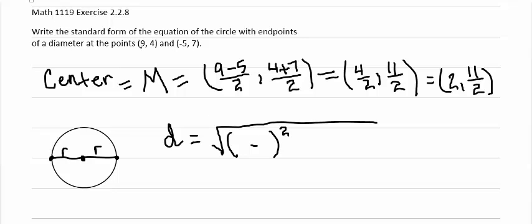I'm going to look at the difference in the x coordinates and square that difference. The x coordinate of the endpoint I'm using is 9, and the x coordinate of the center is 2. So that's the change in x that gets squared. Similarly, I'll look at the change in y and square that. The y value of my endpoint is 4, and the y value of my center is 11 halves.